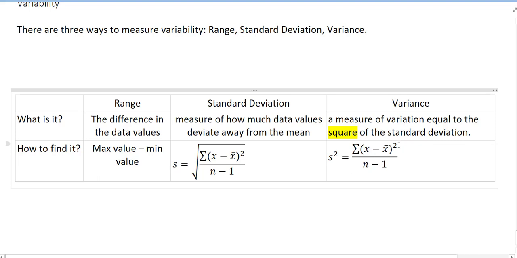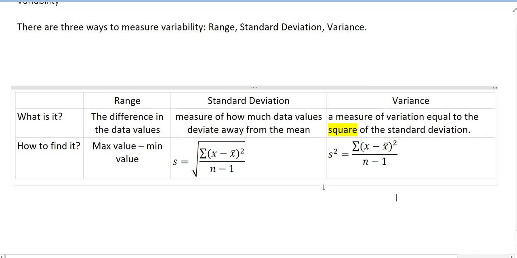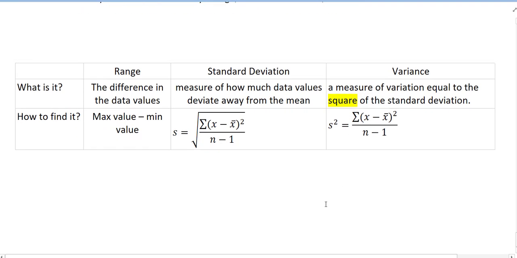So sometimes, especially when we're doing statistical analysis, and we'll do that in chapter 6, we want to do statistics and statistical analysis with the variance. So how do we find it?